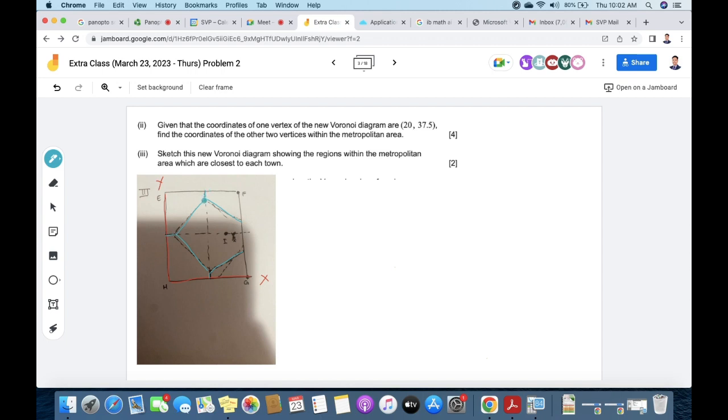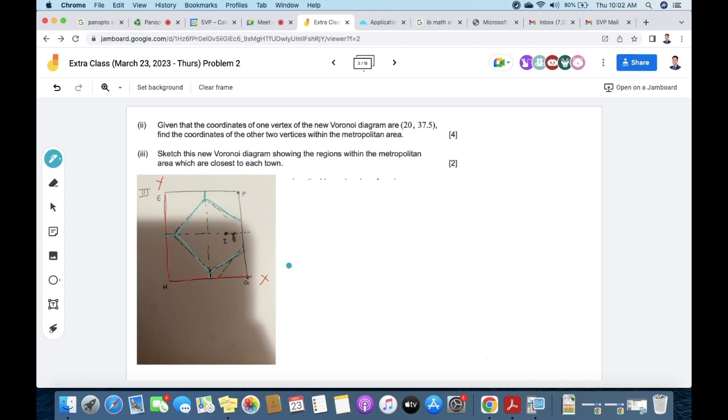Okay. So if you try to look at it, this, for example, is the perpendicular bisector of E and H. This, for example, is the perpendicular bisector of I and E. All right, and so on and so forth. So basically, this one is the Voronoi diagram.